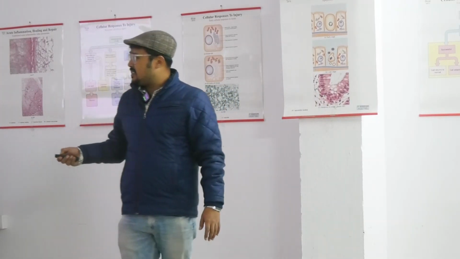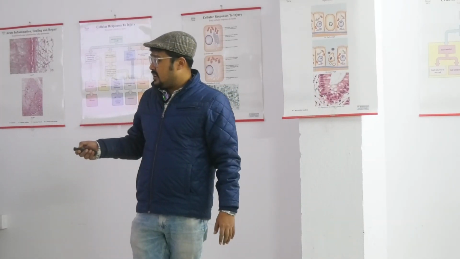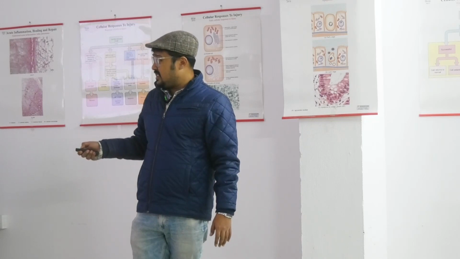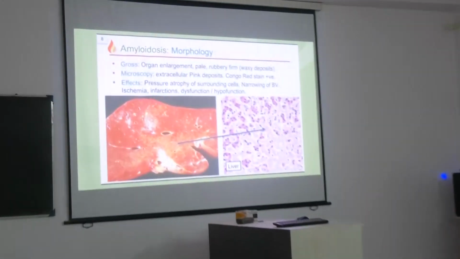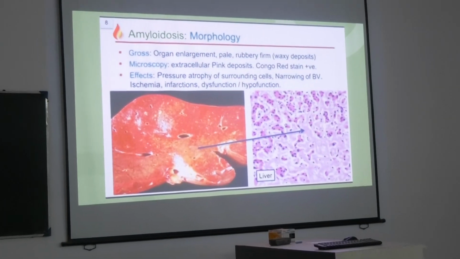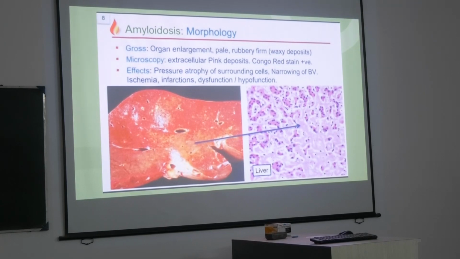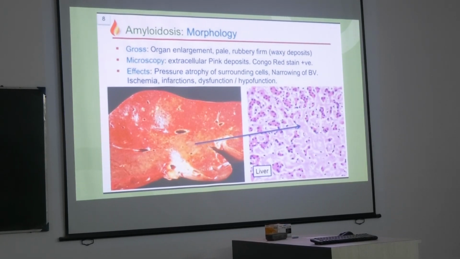Then microscopy. These are hepatocytes. These are the basement membrane, and there is the accumulation of amyloid. And this is the extracellular deposition of amyloid, the pink eosinophilic irregular waxy material. This is cell, this is within the cell, but this is outside the cell. So the deposition is entirely extracellular and eosinophilic.